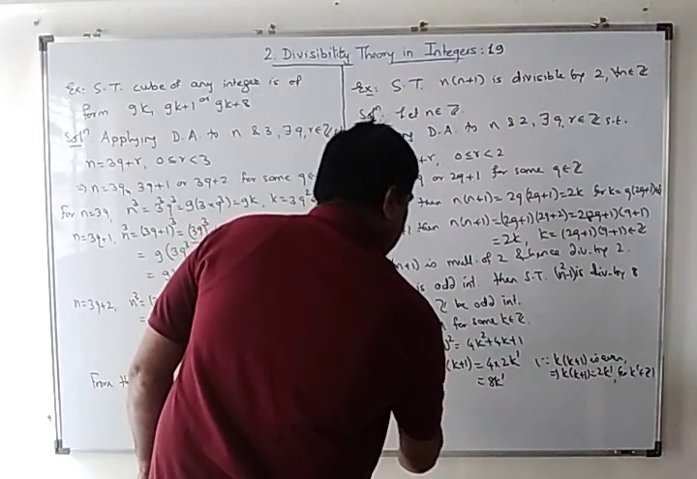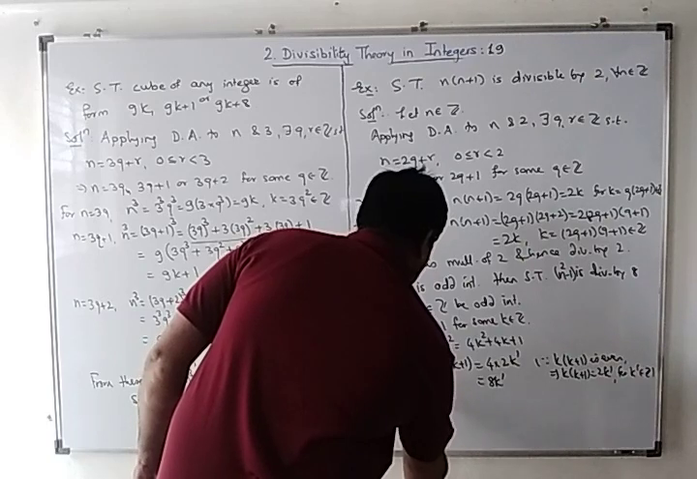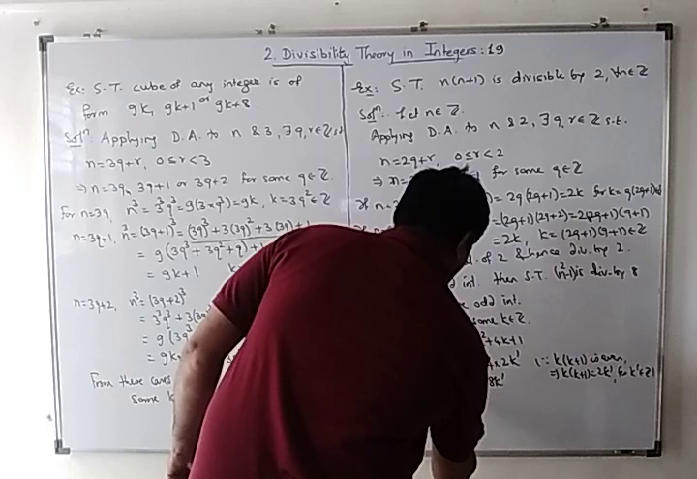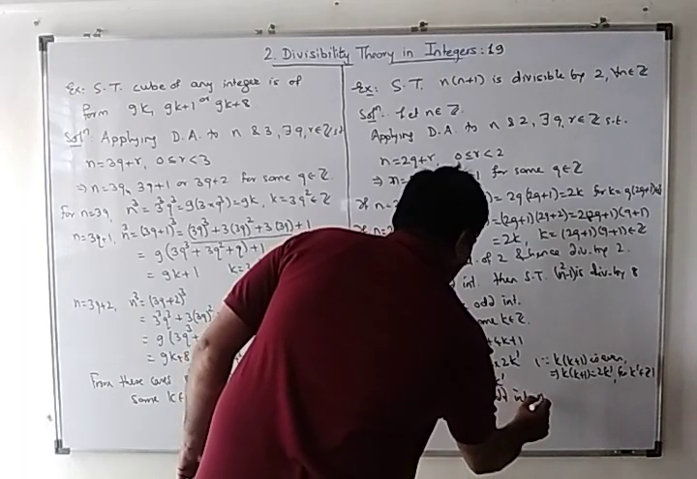This implies 8 divides n square minus 1 for odd integer n.